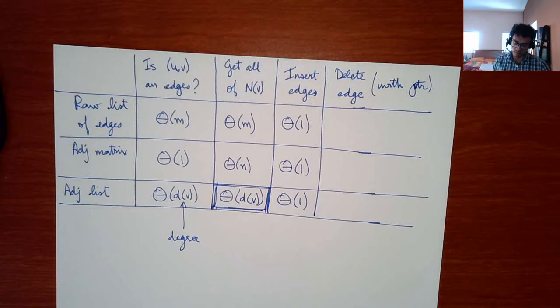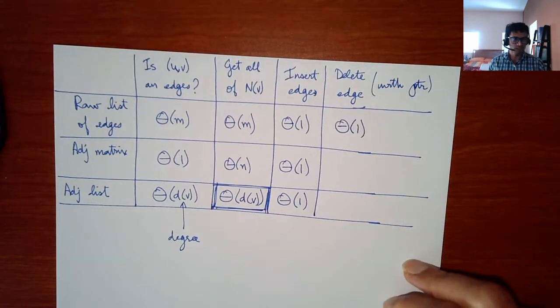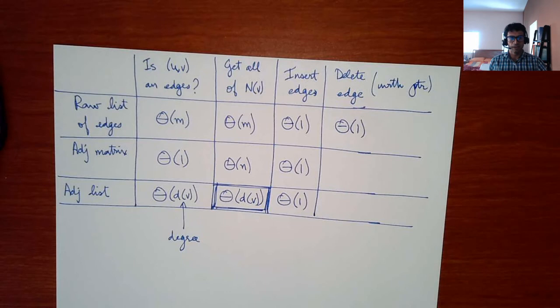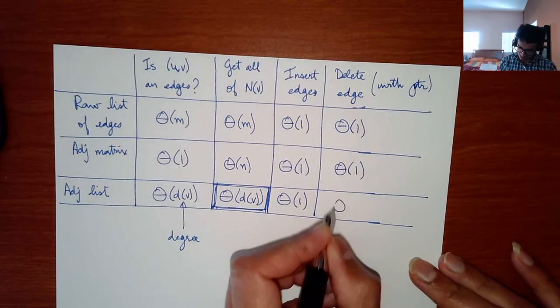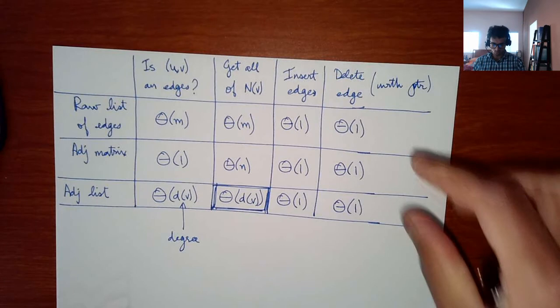then you can do that in theta of 1 in the raw list, just by saying that if it's a linked list, you can just delete. If it's an array, you can swap with the end, and you can get rid of it. Adjacency matrix, of course, these are really easy. And the adjacency list, again, once you get the pointer, once you've done this work, this becomes easy.